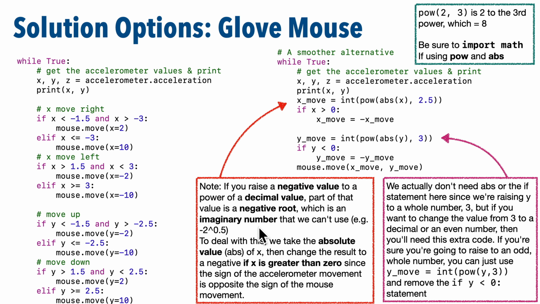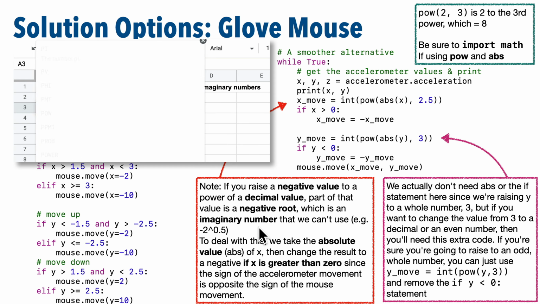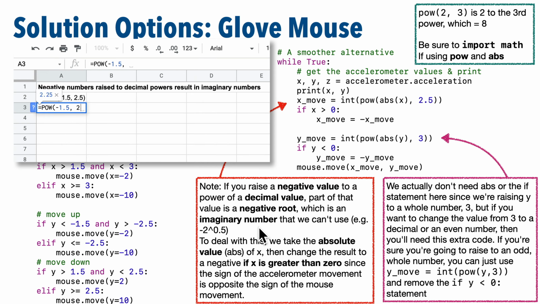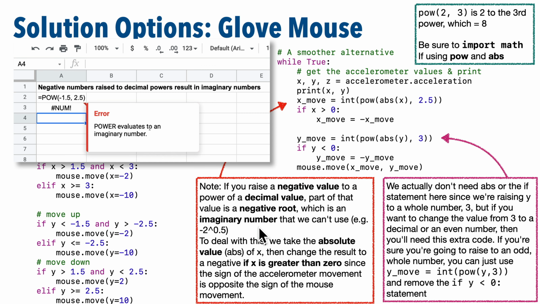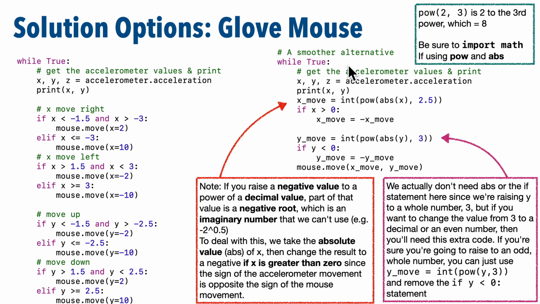But to demonstrate this, if I break out Google Sheets and I try something like equals pow(-1.5, 2.5), you get an error like this: Power evaluates to an imaginary number. Again, we can't raise a negative value to a power with a decimal in it because that's going to give us a number we can't use. But this code takes care of that problem.